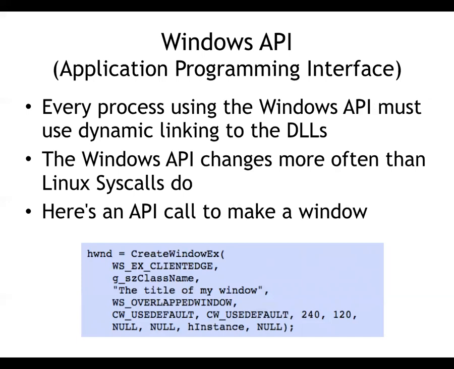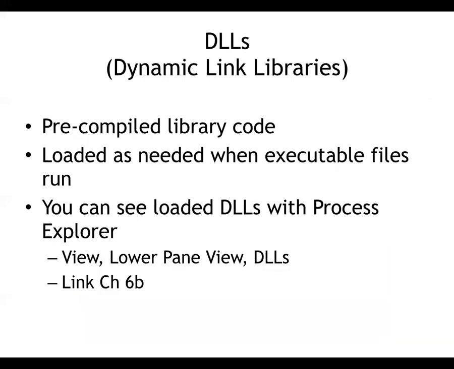Then they have a series of arguments here which specify what you're going to do with the window, like its title and whether it's going to have a scroll bar and all that sort of thing. DLLs are the precompiled libraries that come with Windows, and you can see the loaded DLLs with Process Explorer.